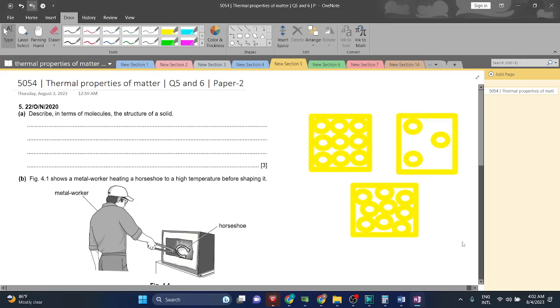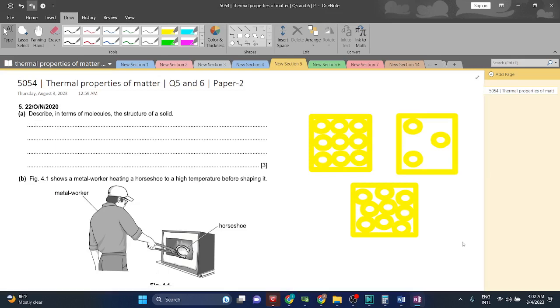Welcome back, guys. अब हम करेंगे thermal properties of matter, question 5 and question 6, paper 2, 5054. Let's start. Question 5. Describe in terms of molecule the structure of a solid.